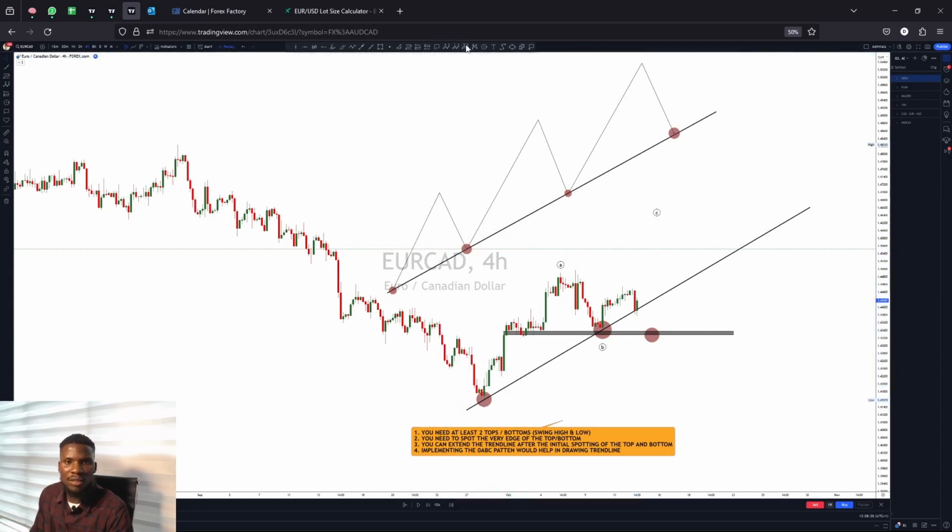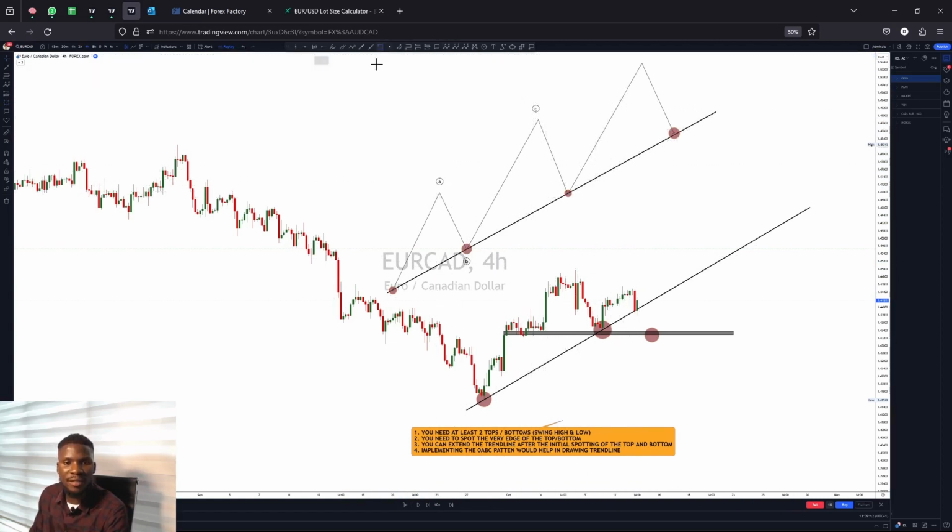So let me use this on a smaller one, the one I drew here. This is it right here. You can see this is the first swing high, A, B, and C. Right here, A, B, and C. And then you can now anticipate the next pullback so you can buy.